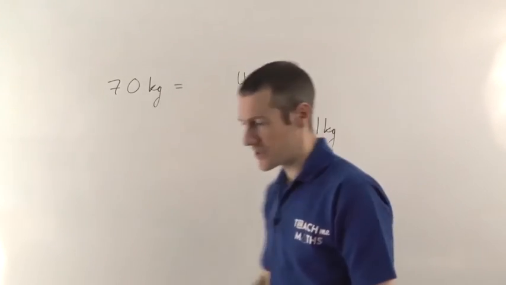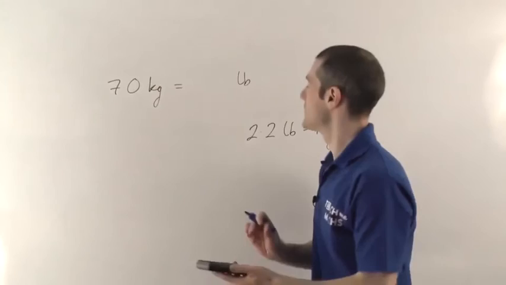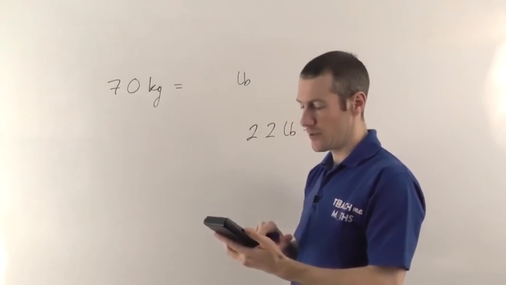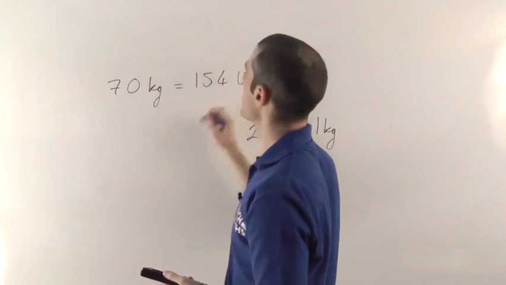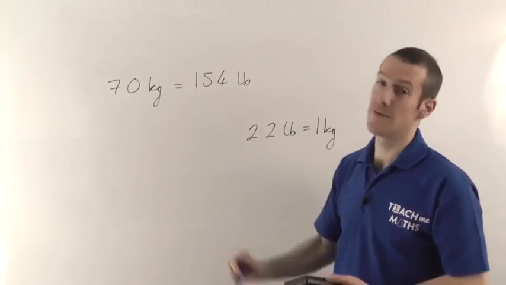Now at this point, you probably need to get your calculator. So it's 70 times 2.2 gives you 154. And that's your final answer. So 70 kilograms would be 154 pounds.